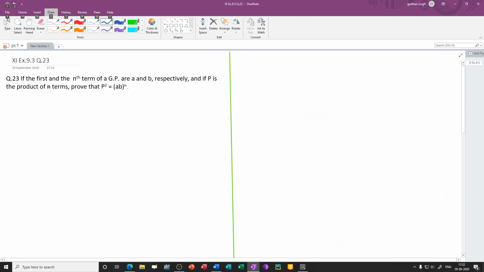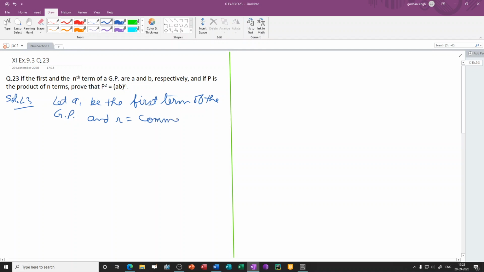Question number 23, if the first and the nth term of a GP are A and B respectively, and if P is the product of n terms, prove that P square equal to AB whole raised to n. So solving question number 23, the first and the nth term of the GP are A and B. So let a1 be the first term of the GP, and r equal to common ratio.